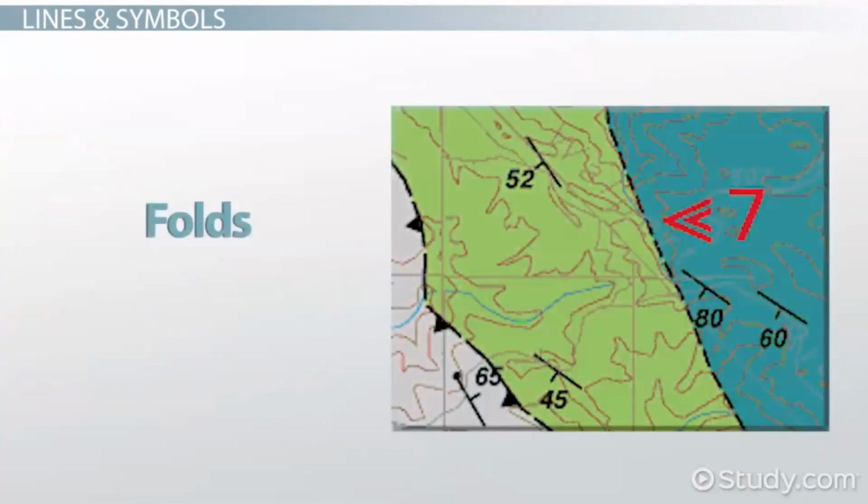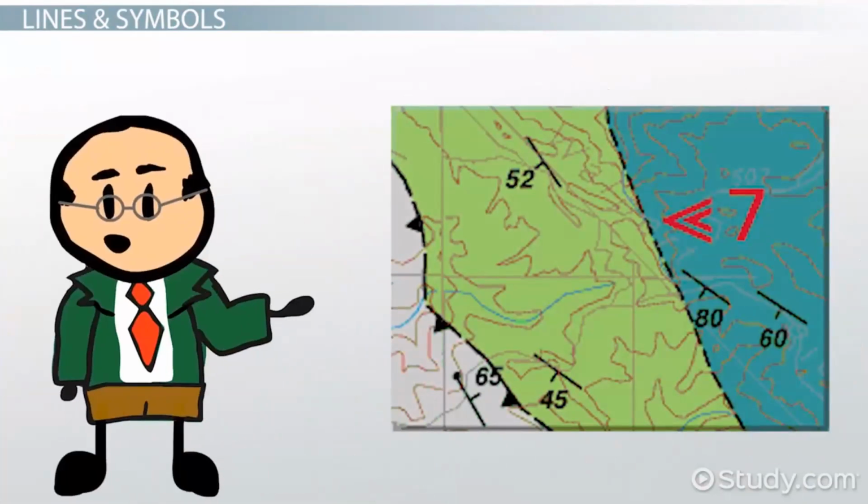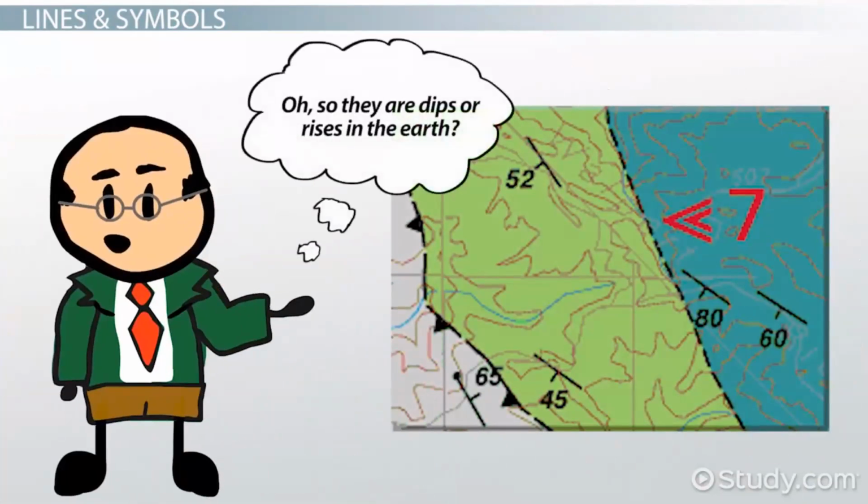Folds are another kind of geologic feature you'll find on the map, and these are features such as basins and domes. Basically, folds are where you have a dip or a rise in the earth with a different age of rock in the middle than the age of rock on the outer edges.